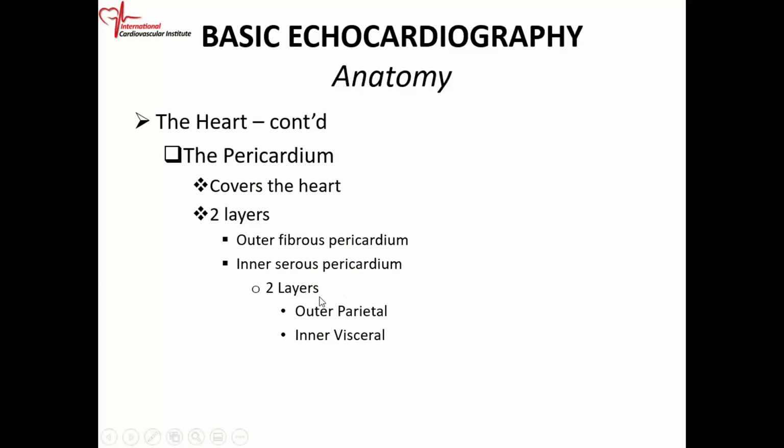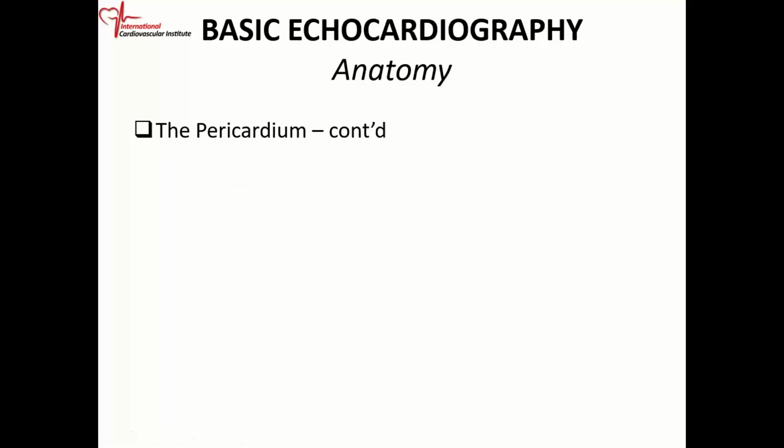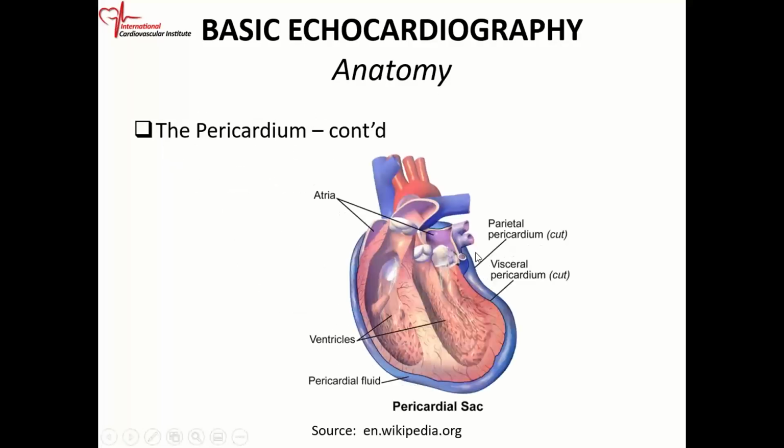Okay? Again, there's the outer fibrous pericardium, and then there's an inner serous pericardium. The inner serous has two layers, the parietal and the visceral. The visceral is essentially on the surface of the heart. So if you were to highlight it, it looks something like this. Okay, so again, this is the left ventricle over here, right ventricle right there, and then this is the sac that the heart is enclosed in.